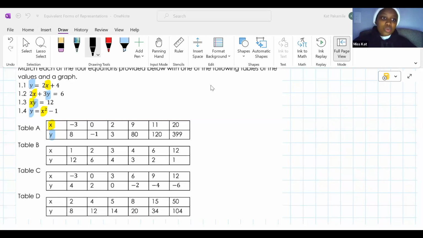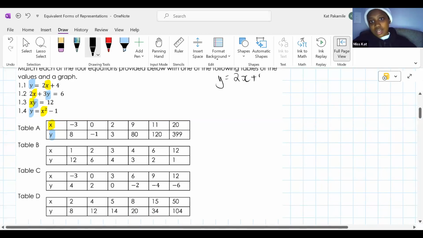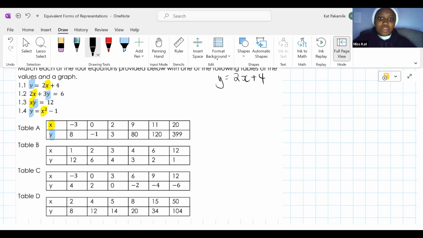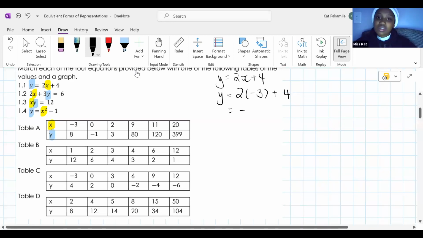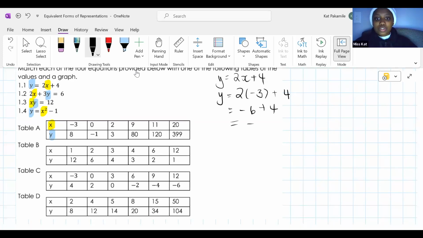I'm going to make an example with 1.1. It says y is equal to 2x plus 4. So I'm going to write y equals 2x plus 4. Let's try it with table 1. If you substitute an x of -3, 2 times -3 plus 4. What's 2 times -3? -6, thank you, Paul. And if you add 4, that'll give you an output of -2.